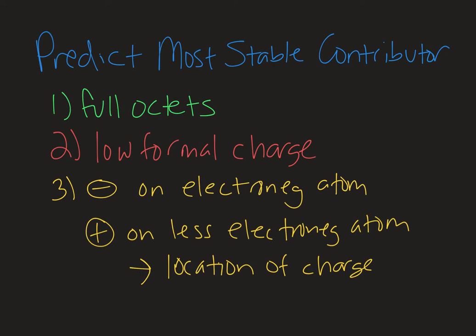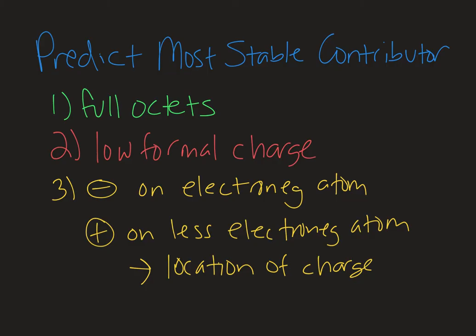In this video, we're going to learn how to predict the most stable resonance contributor. There are three principles that we use to evaluate the stability of a resonance contributor, and I have them outlined here. The first is full octets. When all of the atoms in the structure have full octets, that's going to be the most stable type of structure. Then you would go to a tiebreak of lower formal charge.